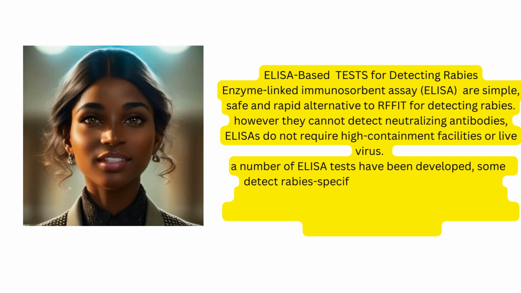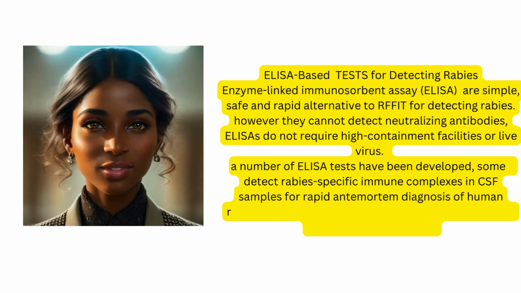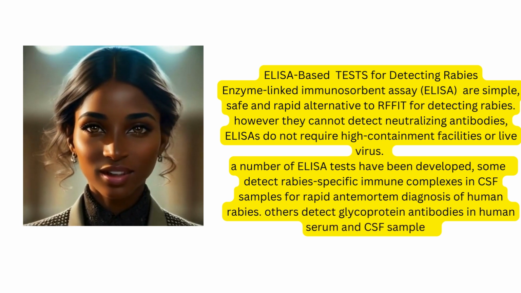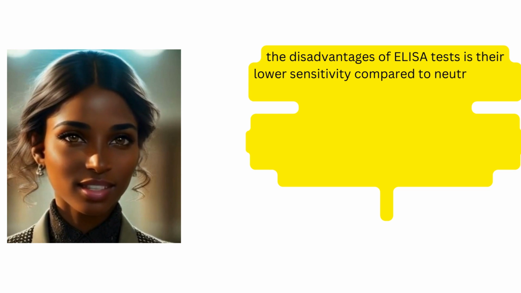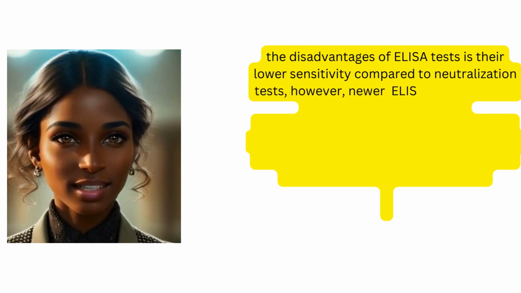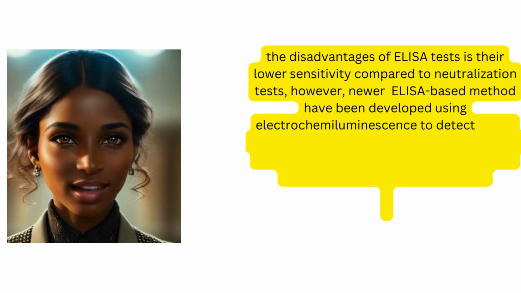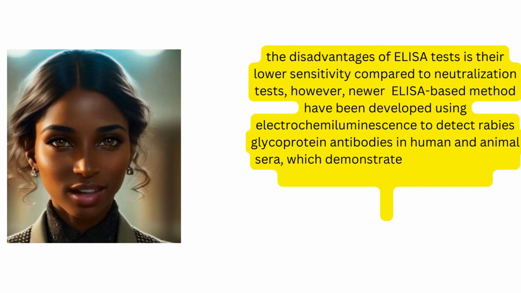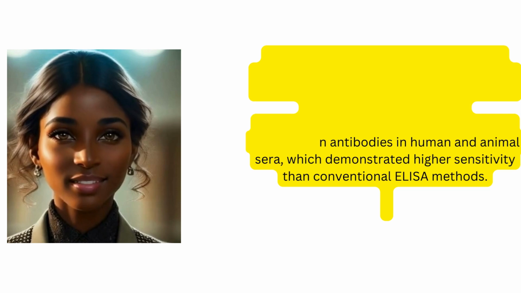Some detect rabies-specific immune complexes in CSF samples for rapid antemortem diagnosis of human rabies. Others detect glycoprotein antibodies in human serum and CSF samples. The disadvantage of ELISA tests is their lower sensitivity compared to the neutralization tests. However, newer ELISA-based methods have been developed using electrochemiluminescence to detect rabies glycoprotein antibodies in human and animal sera, and have demonstrated higher sensitivity than conventional ELISA methods.